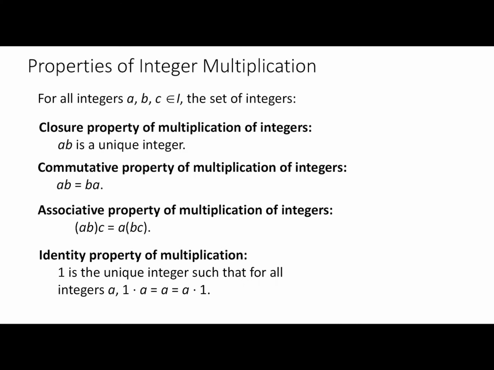There is an identity for multiplication. 1 is the unique integer such that for all integers a, 1 times a gives me a back, and that's the same if I multiply on the other side, so a times 1 is also a.